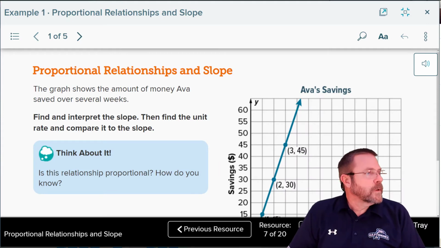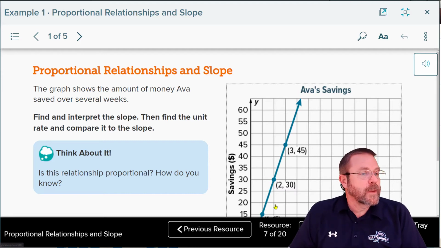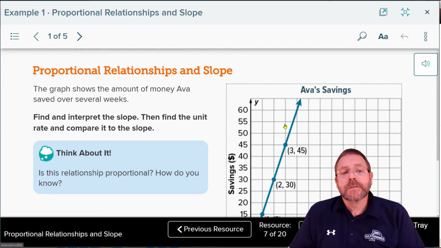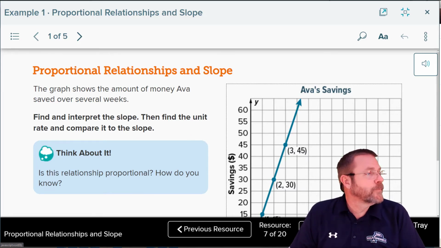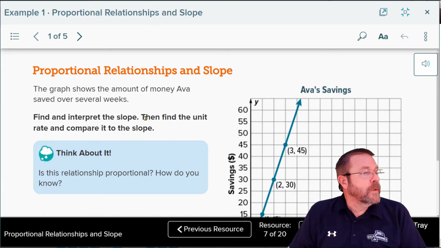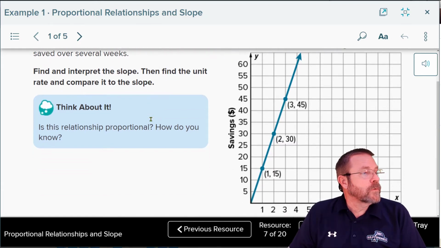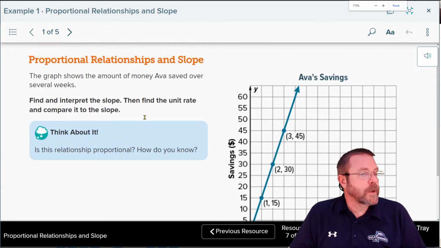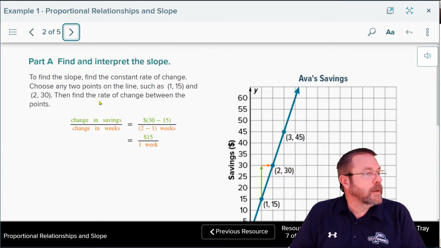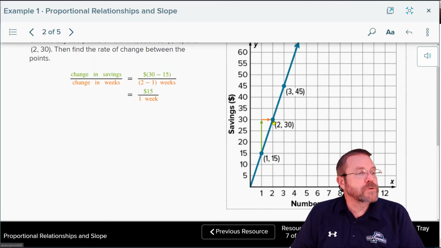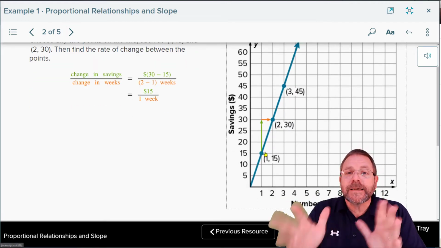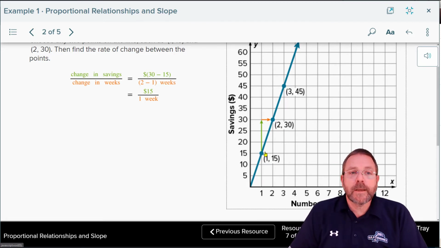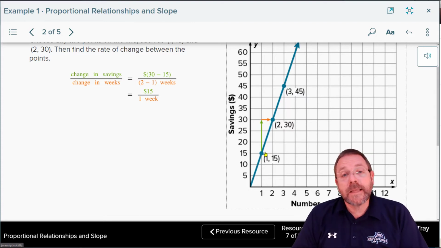For example 1, they tell us that the graph shows the amount of money Ava saved over the course of several weeks. And you can see it made a straight line. Since it made a straight line, you're going to have a constant rate of change going on. Find and interpret the slope, then find the unit rate that compares it to the slope. So let's take a look at what they're going to have us doing here. We're going to subtract any 2 points, and they chose this point and that point. It does not matter which 2 points you pick. Pick any 2 points along that graph, it's going to simplify down to be the same answer.